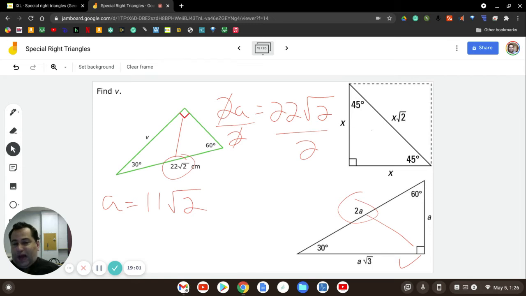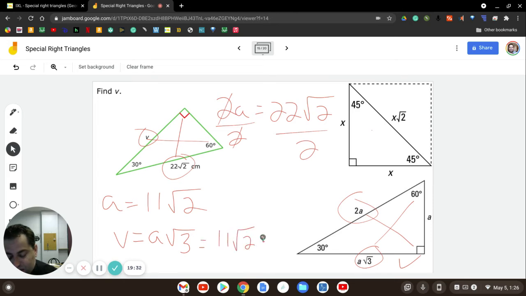Looking back at my problem, I'm trying to find v. V is opposite the 60-degree angle. Opposite the 60-degree angle is a square root of 3. So I know that v equals a square root of 3. Well, I know what a is. A is going to be 11 square root of 2. So I have 11 times the square root of 2 times the square root of 3, and square root of 2 times the square root of 3 is square root of 6. So 11 square root of 6 is the final answer.